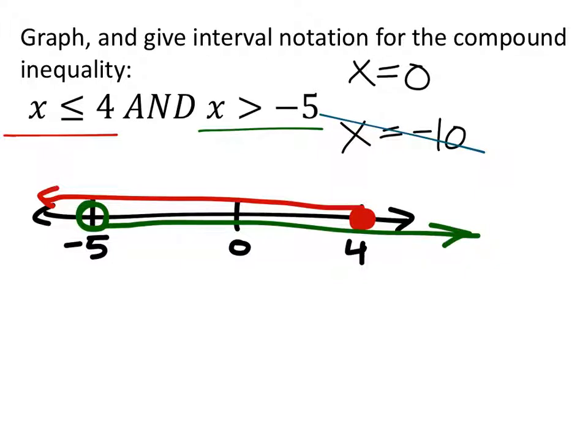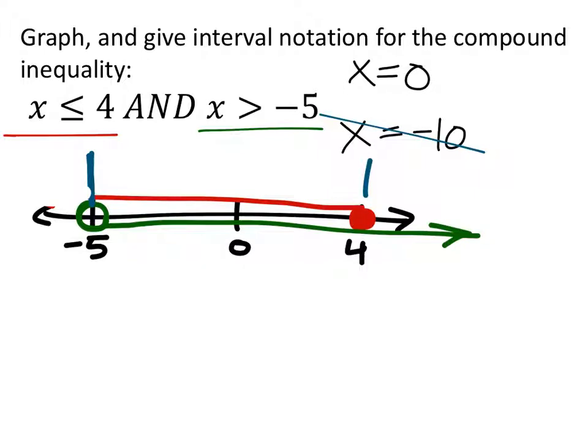Now remember, we need to consider what values would make both of these inequalities true, okay? So, when I consider this, I can see that to the left of -5, it's just the red line, right? So that means there's no green values that would be true for that green inequality, which means that it really just stops at -5, right? So we could ignore that part of the red line.